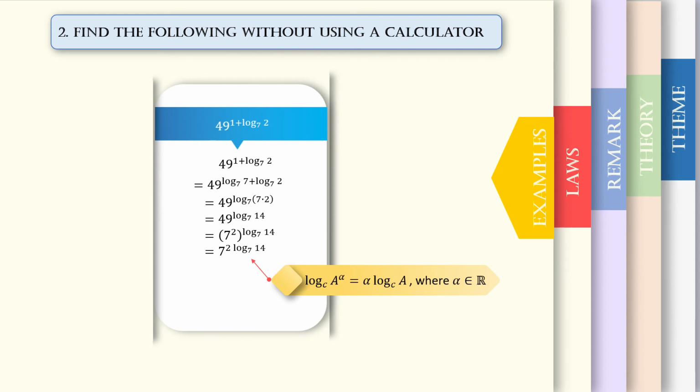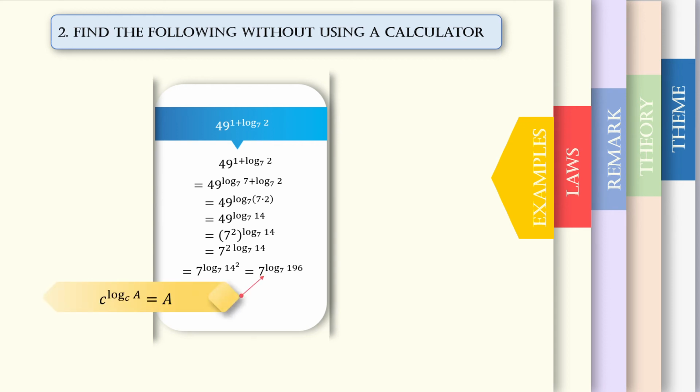Next, by using the property that we already used a lot today, we can bring 2 as the exponent to 14. And we will get 7 to power logarithm base 7 of 14 to power 2, which is equal to 7 to power logarithm base 7 of 196. Next, by using the property which is written here, we see that the answer of this exercise will be, yes, 196.